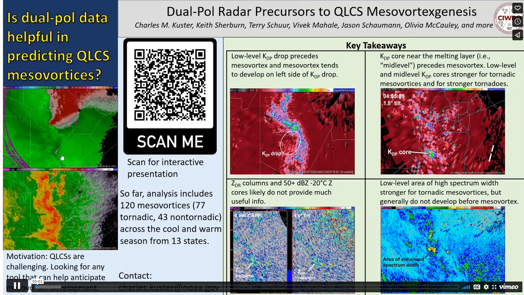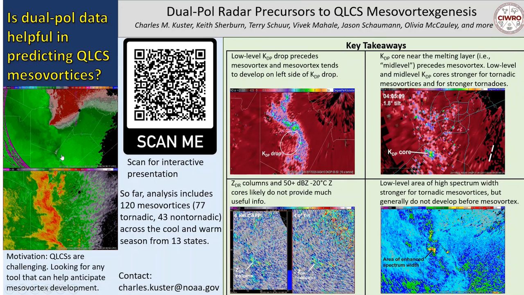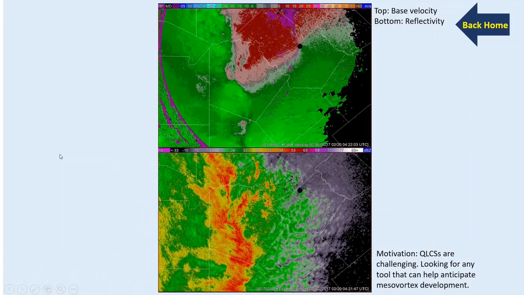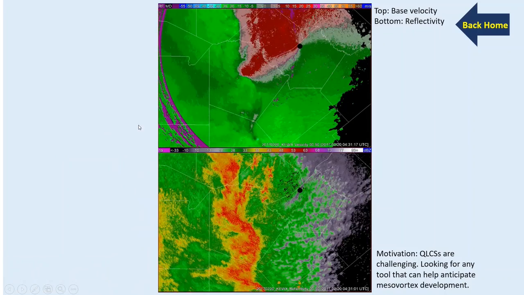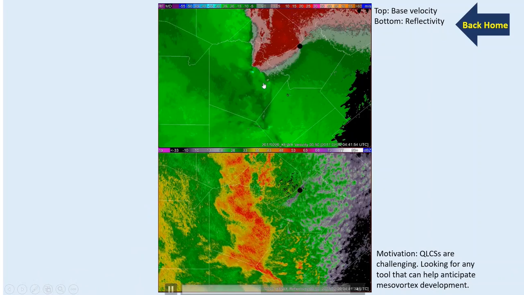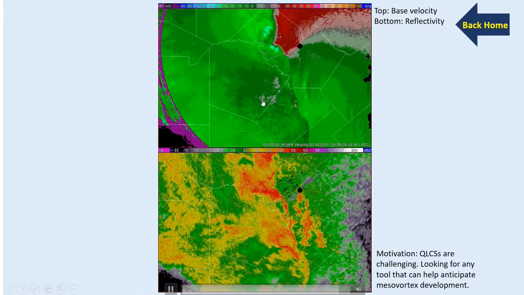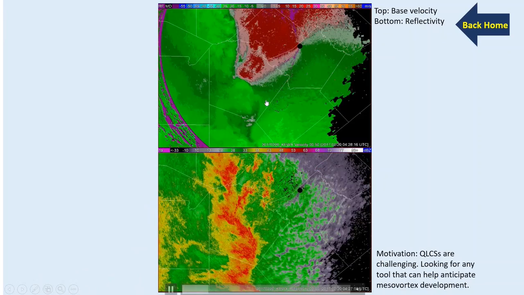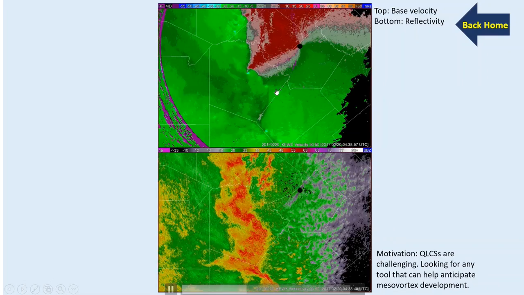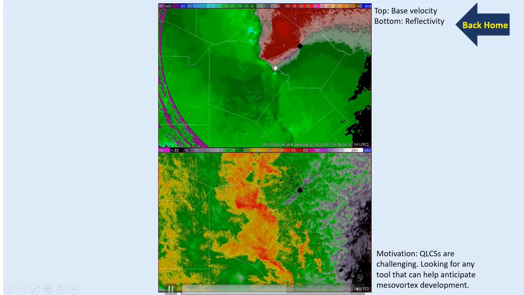The goal of this research is to look at various dual-pole radar signatures to look at whether dual-pole data might be helpful in predicting QLCS mesovortices. And the motivation for our work is that QLCS events are obviously challenging. As can be seen in this animation here, there are several mesovortices that form and dissipate quite quickly. And then, of course, the longest-lived mesovortex of them all is actually a non-tornadic mesovortex.